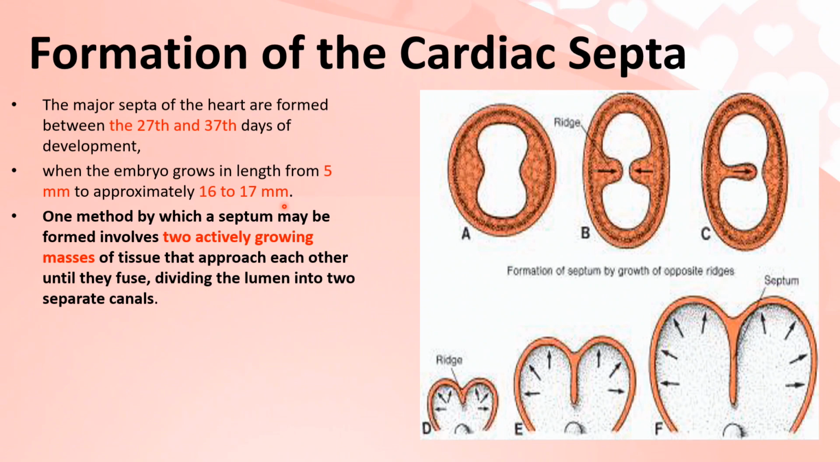There are different methods by which cardiac septa develop. One method is that two actively growing masses of tissue approach each other and fuse in the midline, and they divide the cavity into two separate cavities. Another way is that actively growing tissue from one side of the endocardium reaches the opposite side and divides the cavity into two different parts.